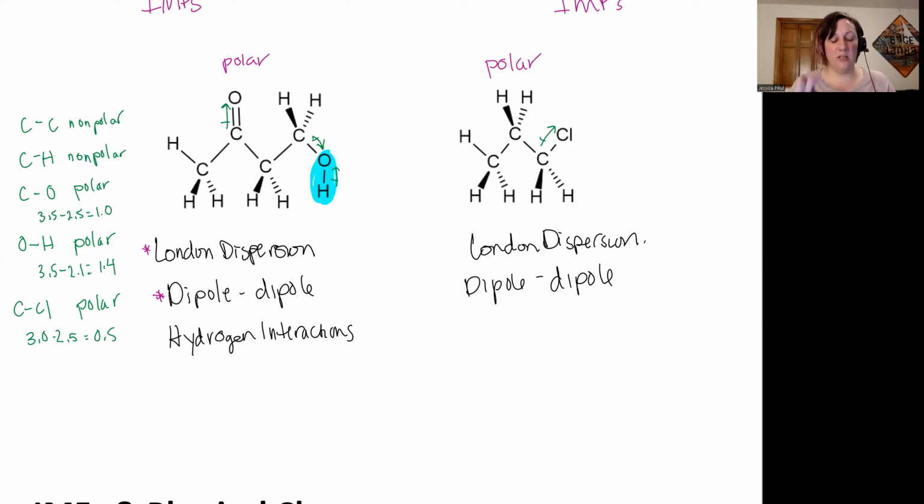Now we can compare these two and we can say, well, one has just more types and they're stronger. It also is just stronger on the ones that are the same. So we're going to have stronger intermolecular forces for our first molecule.